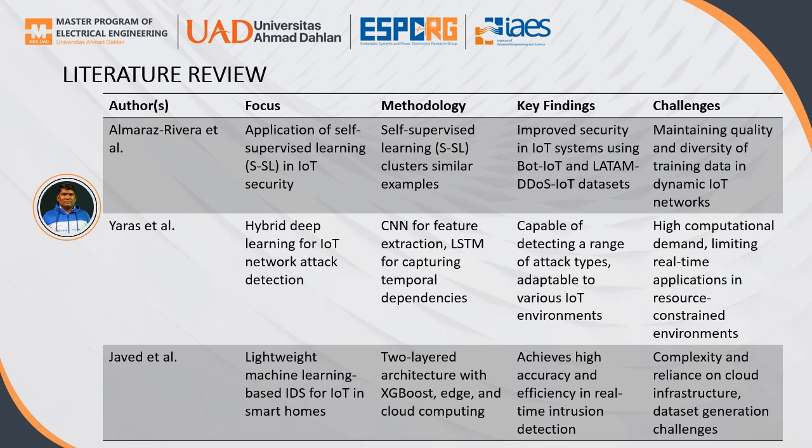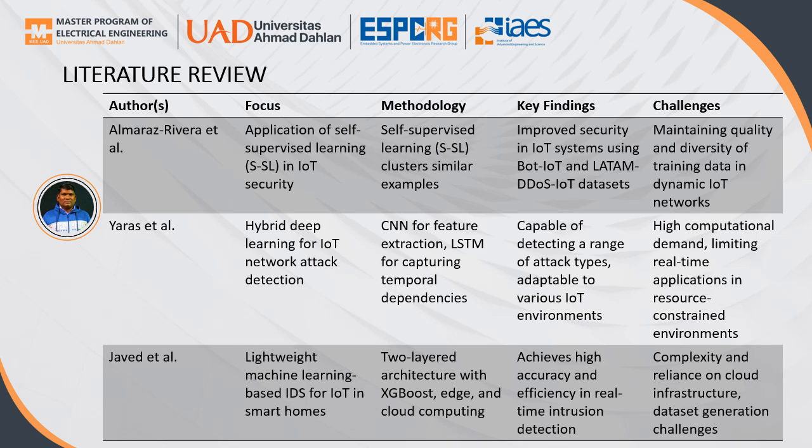In the second literature, the focus was hybrid deep learning for IoT network attack detection. The methodology employed is CNN for feature extraction and LSTM for capturing temporal dependencies, and the key findings are capability of detecting a range of attack types, adaptable to various IoT environments. The challenges encountered are high computational demand, limiting real-time applications in resource constrained environments.